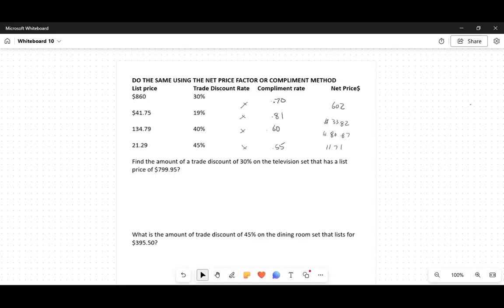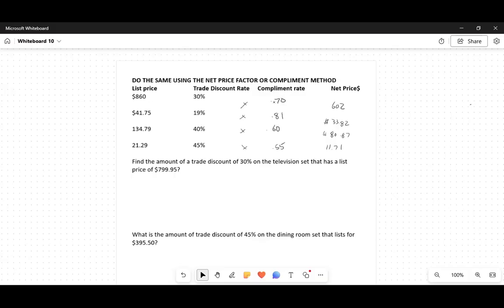So keep in mind, and this is very important when we start trying to solve for rate, that the rate is expressed in terms of the discount rate, but you're dealing with the net price and the list price. You have to use the complement of that discount rate because that's then the net price rate, and that's going to be whatever remains from the discount amount.